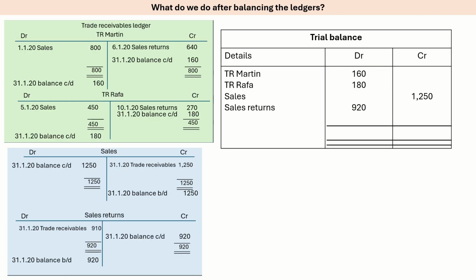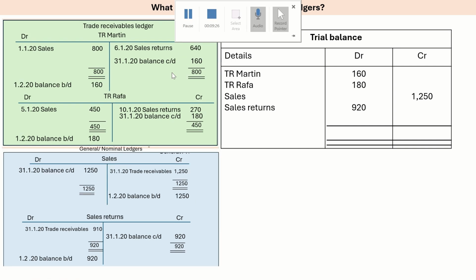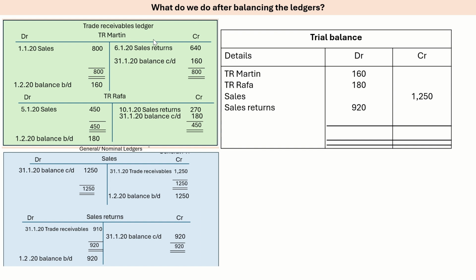Now we have balanced all the ledgers under receivables and general or nominal. Now let's transfer the entries to the trial balance. As you can see, TR Martin has a debit balance, therefore you enter it on the debit side of the trial balance. TR Rafa has a debit balance again, a balance brought down value of 180. It should be brought down, sorry for that error again. Okay, let's redo that section.